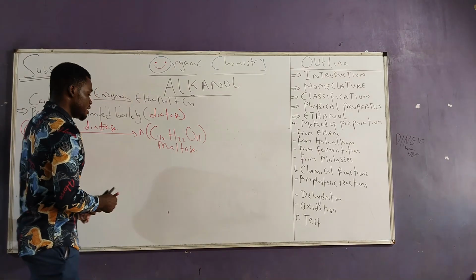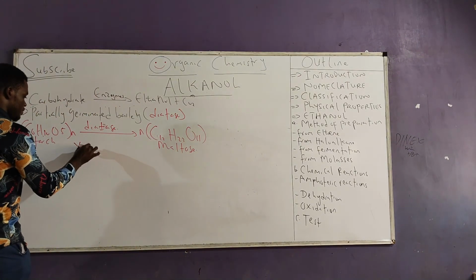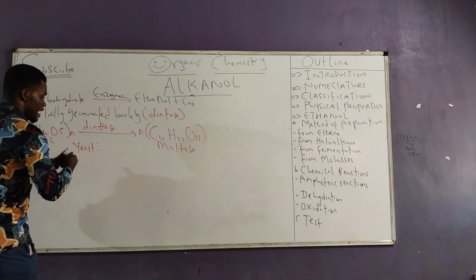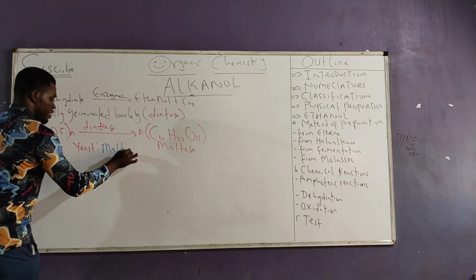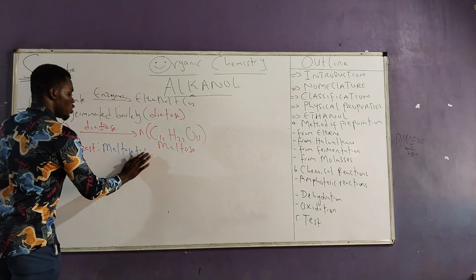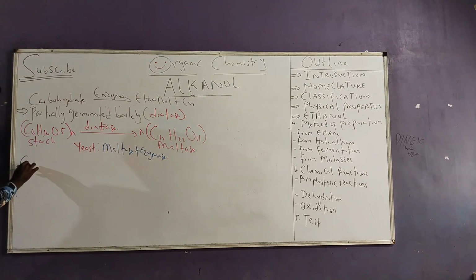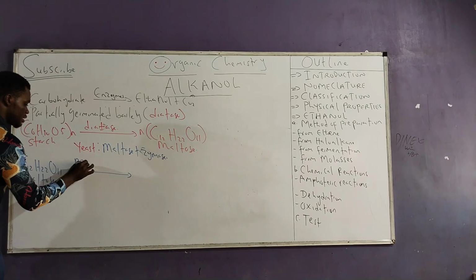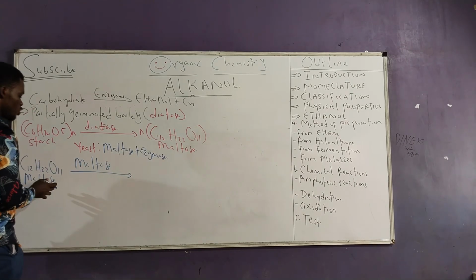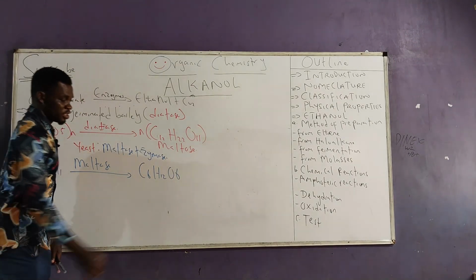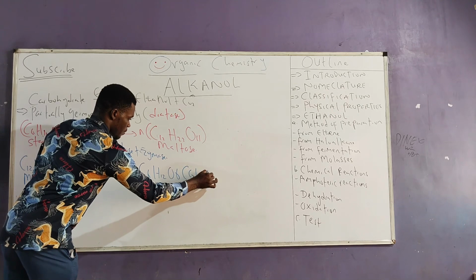So what do we do? We add yeast. Yeast contains two important enzymes. What are the two important enzymes in yeast? It contains the enzyme maltase, which we need. It also contains another enzyme known as zymase, which we also need. So remember, C12H22O11, this is maltose. It will be acted upon by the enzyme maltase, and when maltase acts on it, it will break down maltose to C6H12O6. I'm sure you know this one. This is known as glucose.